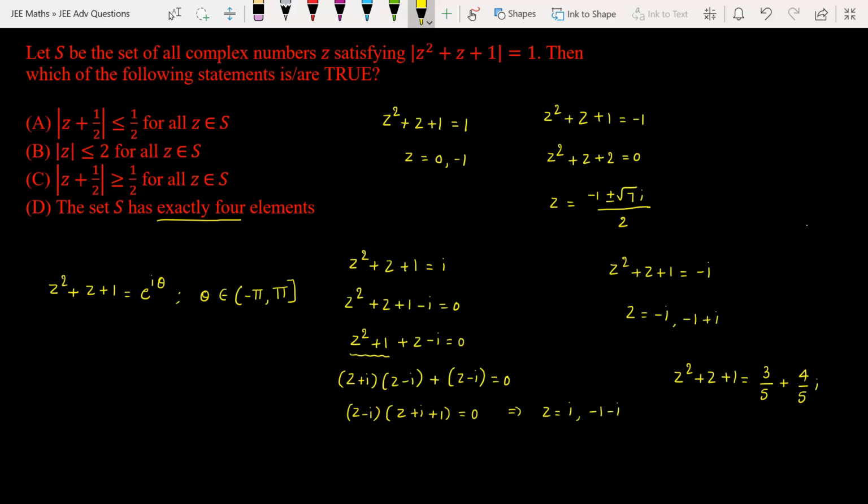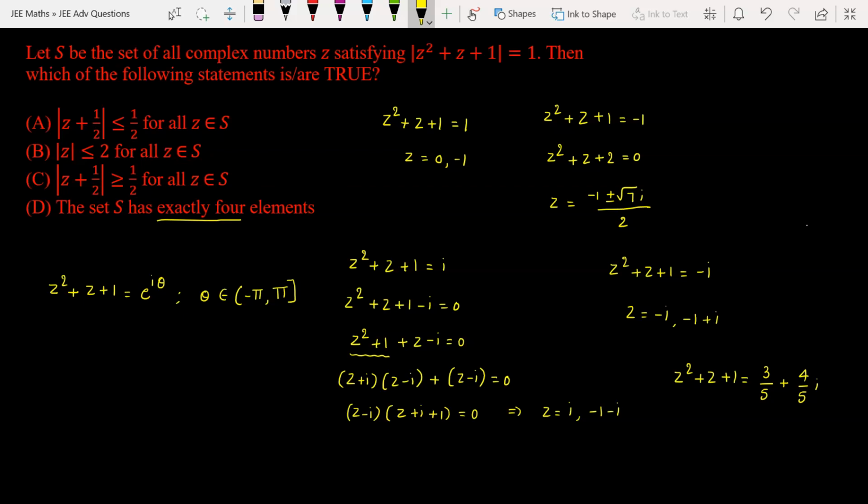When we take theta as 90, pi by 2, we'll get iota. When we take theta as minus pi by 2, we'll get minus iota. And if we take theta as 53 degrees, cos 53 degrees plus i sine 53 degrees, we'll get this. So that means for every theta, we are going to get two solutions. And there are infinitely many possible values for theta from minus pi to pi. So therefore, this equation will have infinitely many solutions, right?